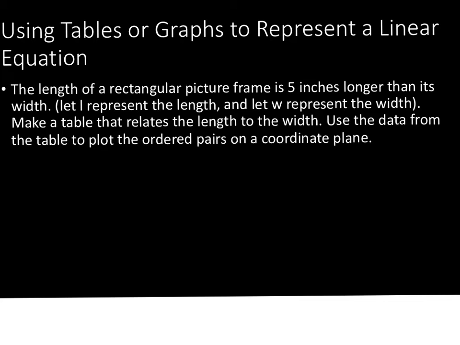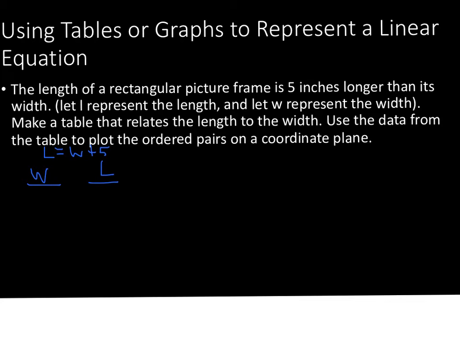So this says the length of a rectangular picture frame is 5 inches longer than its width. And if we let L represent the length and W is the width, so here's the width and here's the length. It says use the data from the table and plot the ordered pairs on a coordinate plane. So again, we know that the length is 5 inches longer than the width. So basically, the length equals W plus 5.